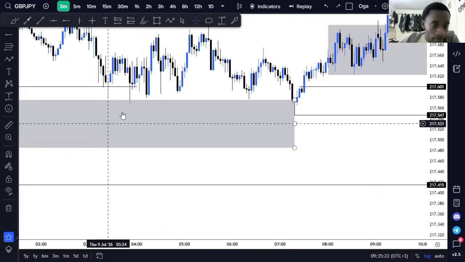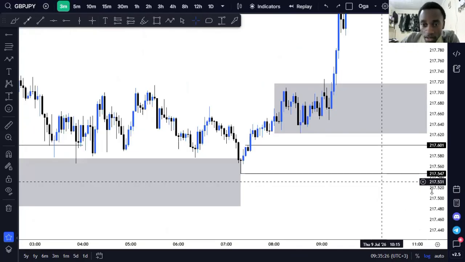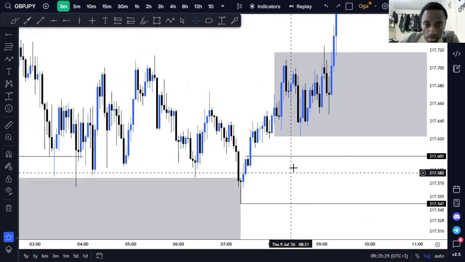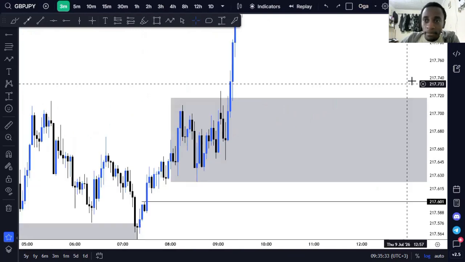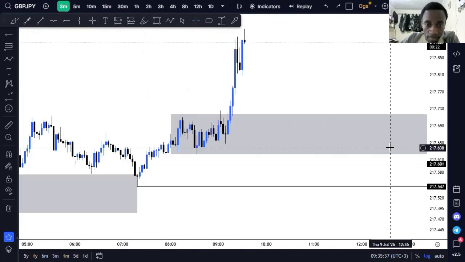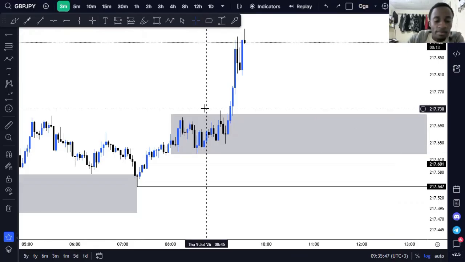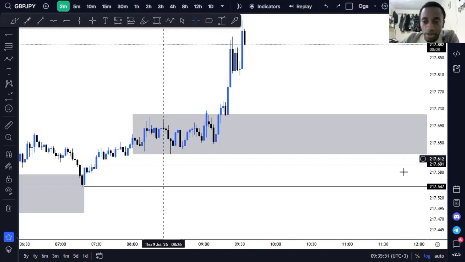Let's see. Yeah, it also has a structure, and the structure is untapped, so it could give us a nice entry if price will come back to the zone. Okay, and that's maybe during London session or New York, or even tomorrow or next week. It's a matter of patience.